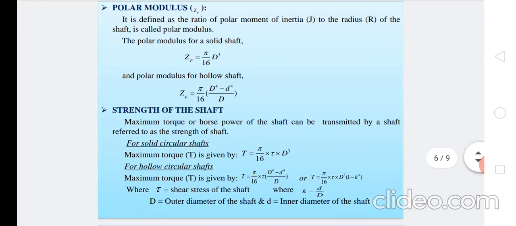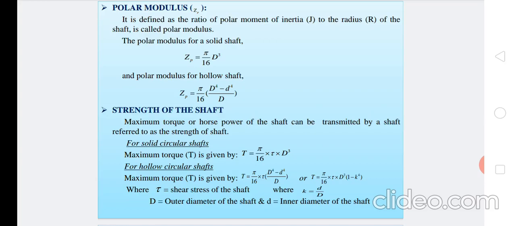Now, polar modulus. It is symbolized as Zp. It is defined as the ratio of the polar moment of inertia J to the radius of the shaft, and is called the polar modulus. The polar modulus for a solid shaft, that is Zp, equals pi upon 16 d cube, and the polar modulus for a hollow shaft, Zp, equals pi upon 16 into outer diameter to the power 4 minus inner diameter to the power 4, by outer diameter. That is, the outer diameter equals capital D and the inner diameter equals small d.